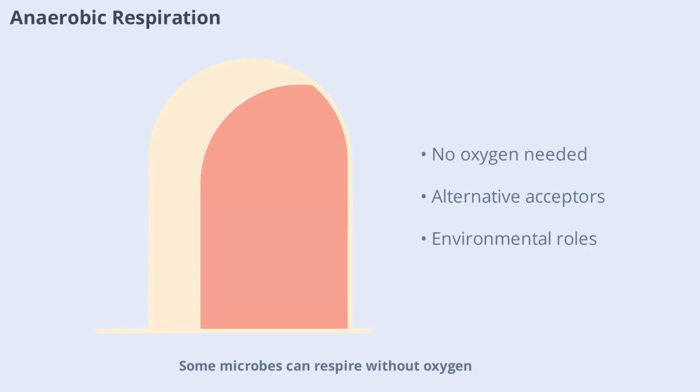Microbes can respire without oxygen by using alternative electron acceptors like nitrate, sulfate, or carbon dioxide. This process, called anaerobic respiration, is less efficient than aerobic respiration but allows microbes to survive in oxygen-depleted environments. Anaerobic respiration is important in natural cycles, such as nitrogen and sulfur cycling, and in wastewater treatment.